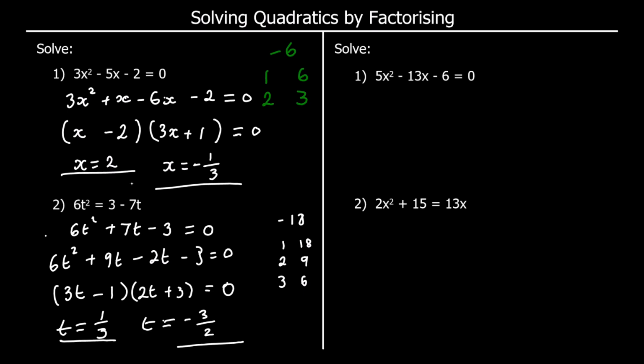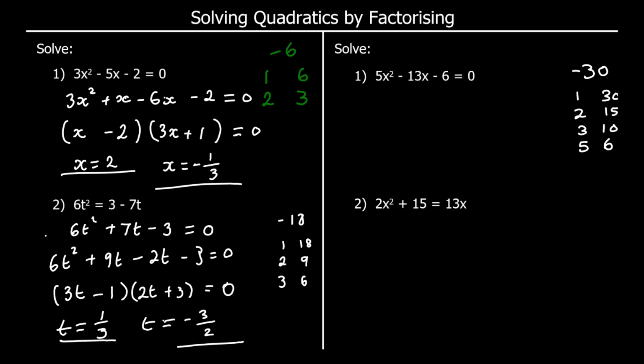So the first one, I'm going to do a times c, 5 times 6, or 5 times negative 6, so negative 30. So it's 1 and 30, 2 and 15, 3 and 10, or 5 and 6. How can I make a 13? I've got two options, so let's be careful. So they multiply to make negative 30 and add to make negative 13.